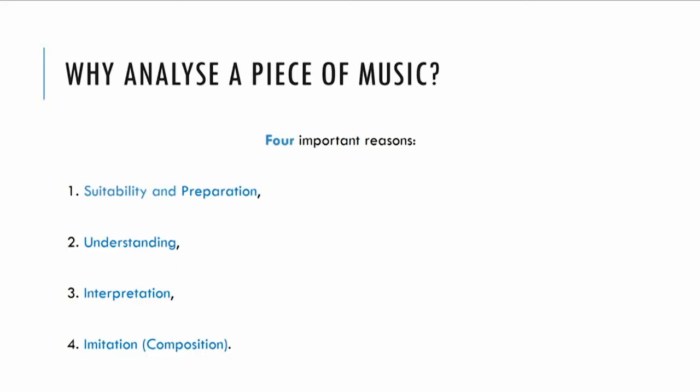Then there is interpretation, which is obviously linked to understanding. How are you going to make the music come across? If you know that the composer made the melody of the piece based on part of the harmony that he or she used, you may find that that affects the way that you perform the music, in the way that you play the chords or the way that you play the melody, for example.